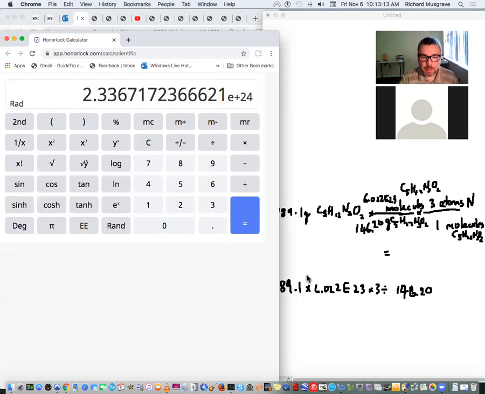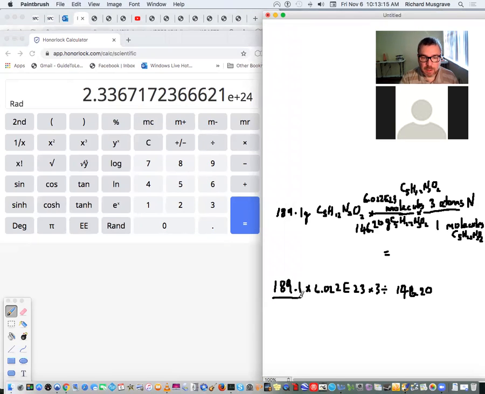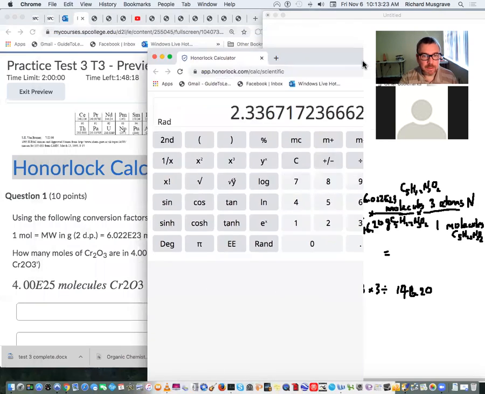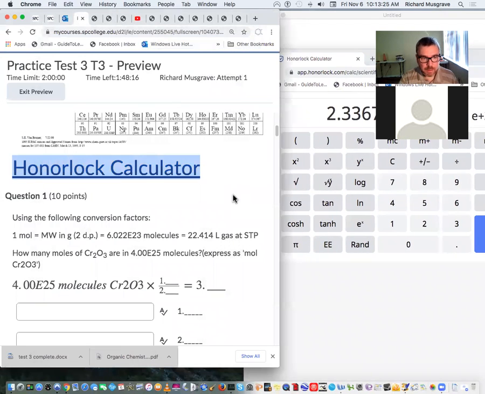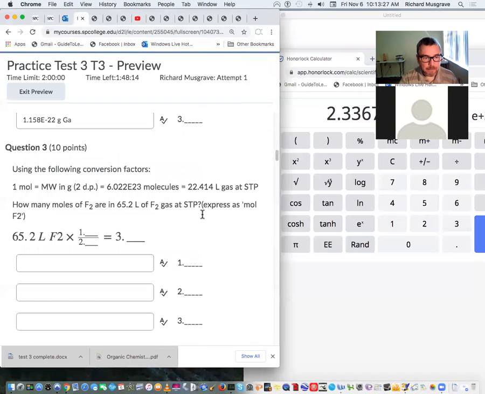And that would be the answer you'd plug in, but it would be 4 significant figures to match what we started with. So 2.337 times 10 to the 24th, or E24, is what you'd put down as your answer. Okay, any questions? No.